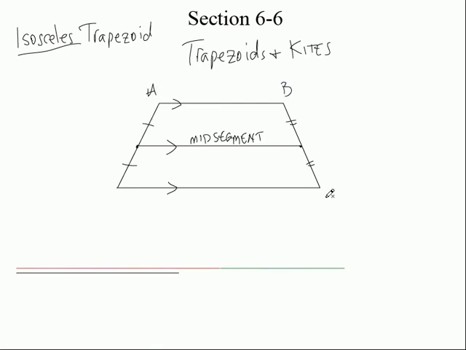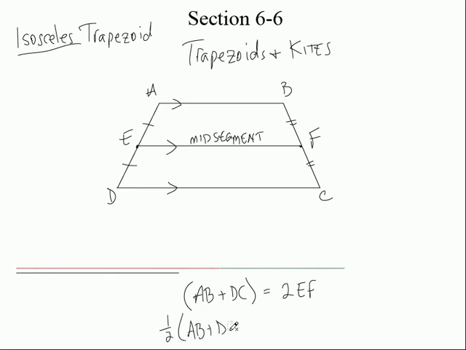So let's do this. A, B, C, D. And let's go E, F. So now let's see. If I take the top and the bottom and I add them together, so if I take AB and add it to DC, that's going to equal what? Twice the mid-segment, twice EF. Or I could have written it another way. I could have written one half of AB plus DC is equal to what? EF. Make sense? That's kind of cool, isn't it?